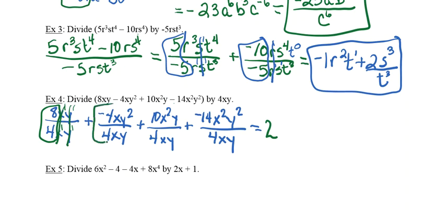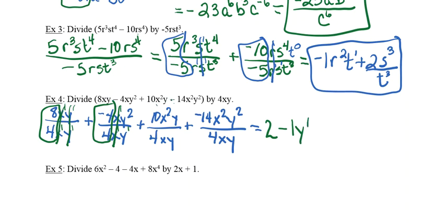Now I have a negative 4 being divided by a negative 4. That is a negative 1. X to the first, 1 minus 1 is 0, no x's. Y to the second, y to the first, 2 minus 1, I have a single y left.